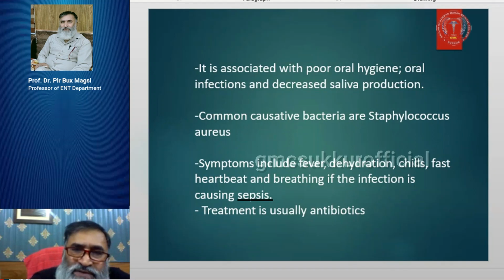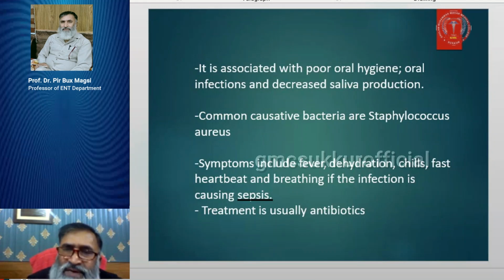Now, parotitis is associated with poor oral hygiene, oral infections, and decreased saliva production, which means dehydration. So, these are the three etiologies of parotitis: poor oral hygiene, oral infection, and decreased saliva production. Now, the common causative bacterium is Staphylococcus aureus. This is a gram-positive organism, the main culprit which causes parotitis.